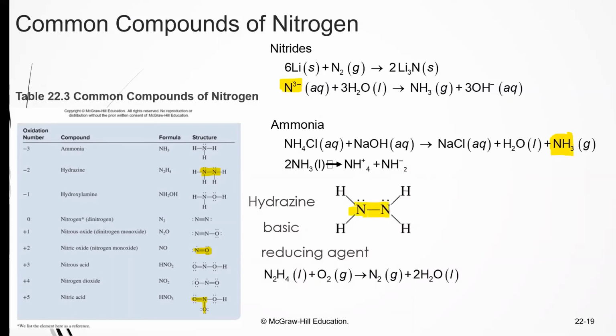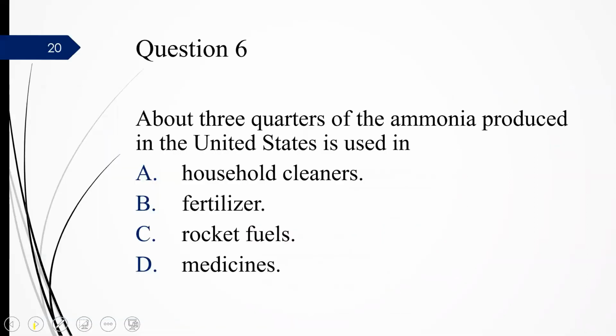Hydrazine is another common compound. Hydrazine is a strong reducing agent because it really wants to go down to nitrogen gas as its more stable state, and so it can do some interesting chemistries. About 3/4 of the ammonia produced in the United States is used in our fertilizer because we use it for food production.